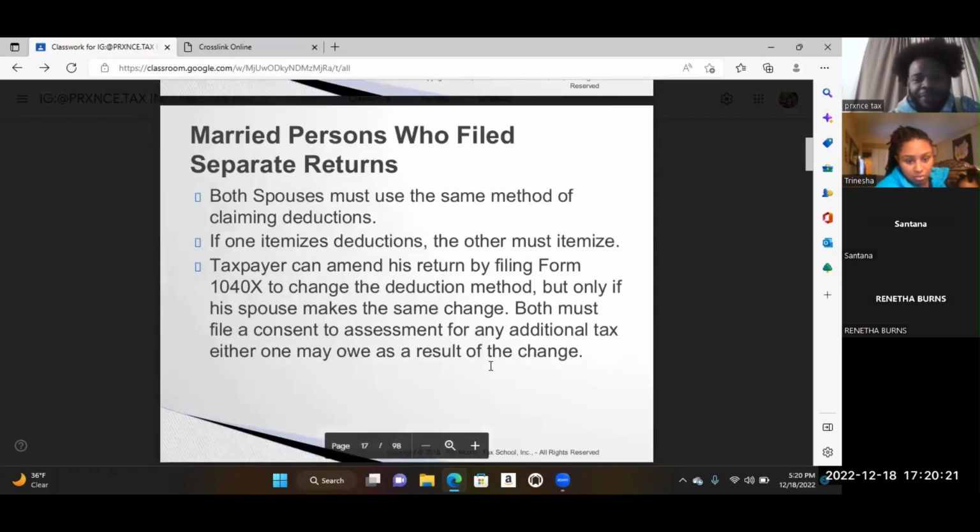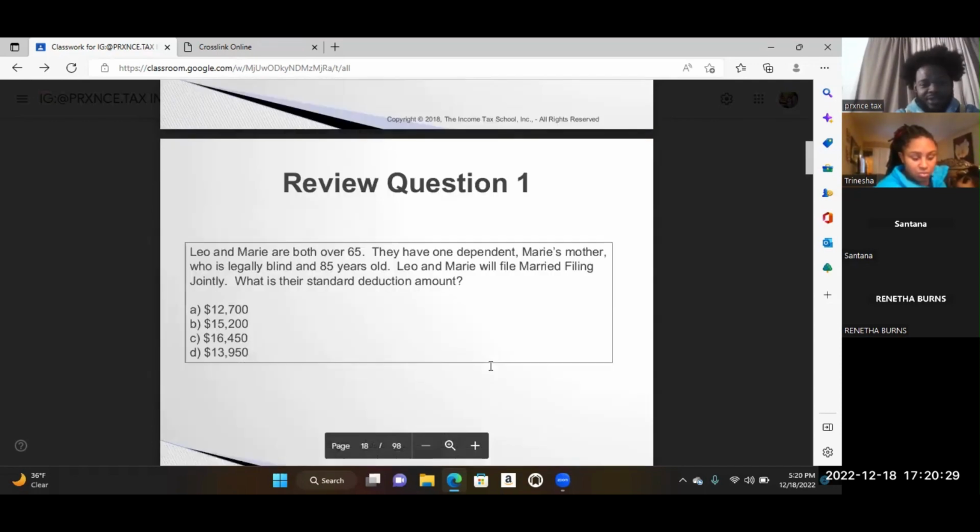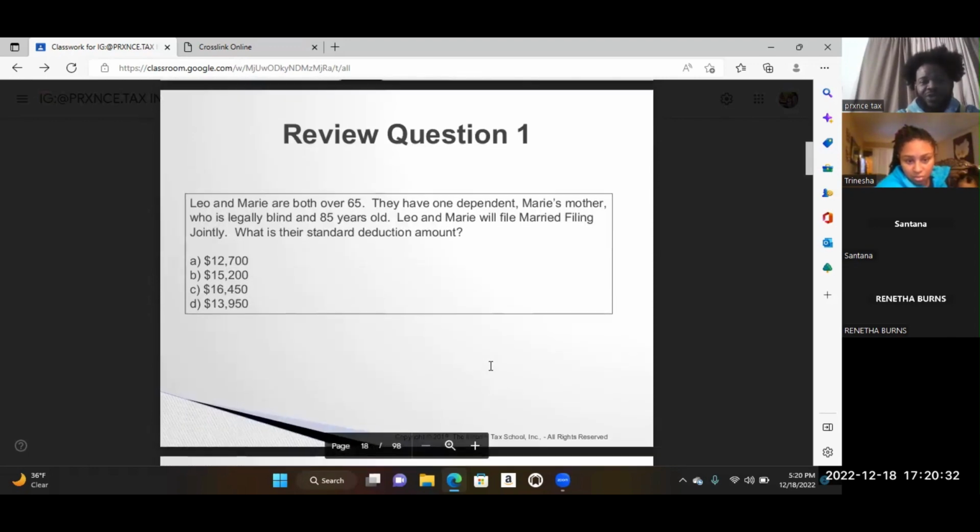All right, so married persons filing separate returns, we're not even worried about them. We're going to tell those people they need to file single and head of household. That's how that goes. All right, so review question number 1. Oh, we finally got a review question.